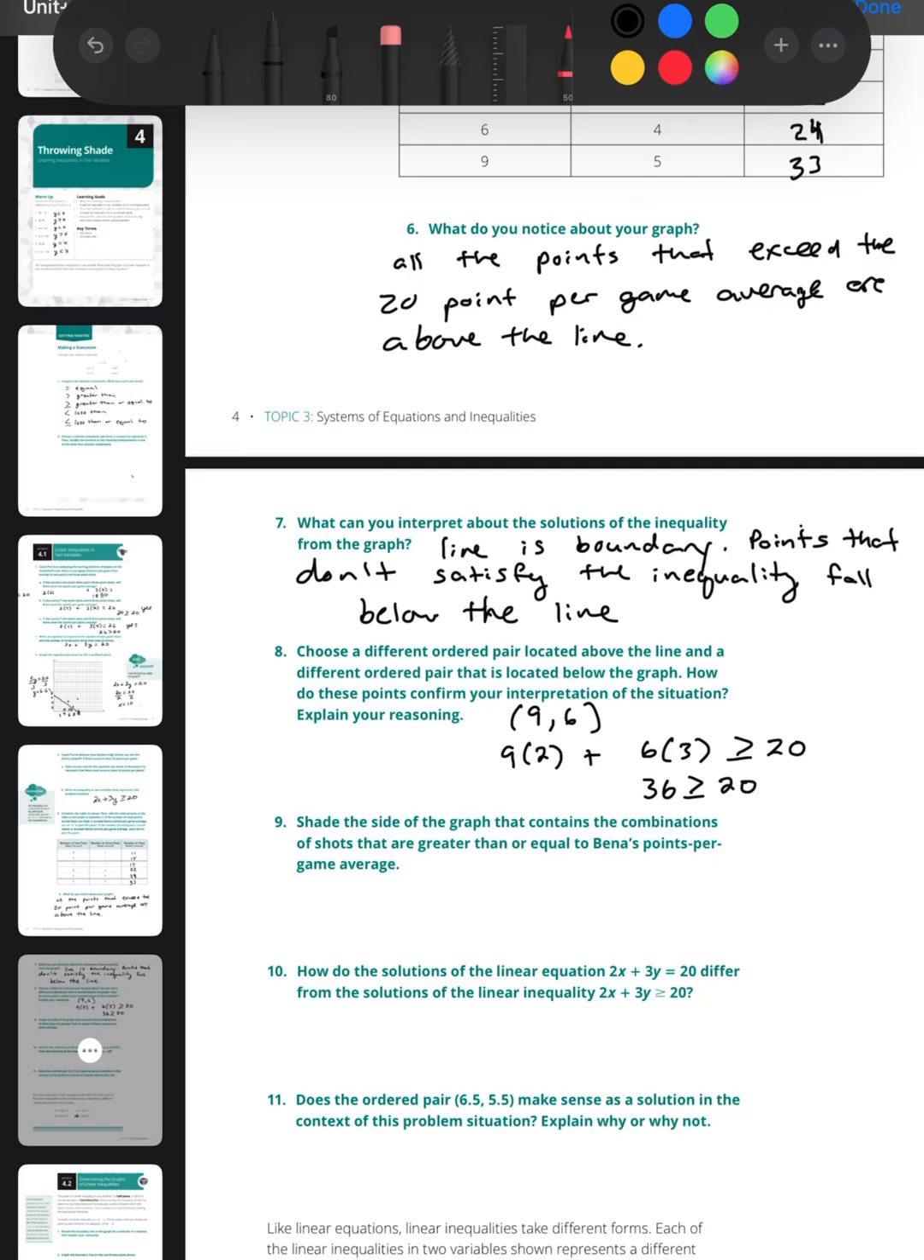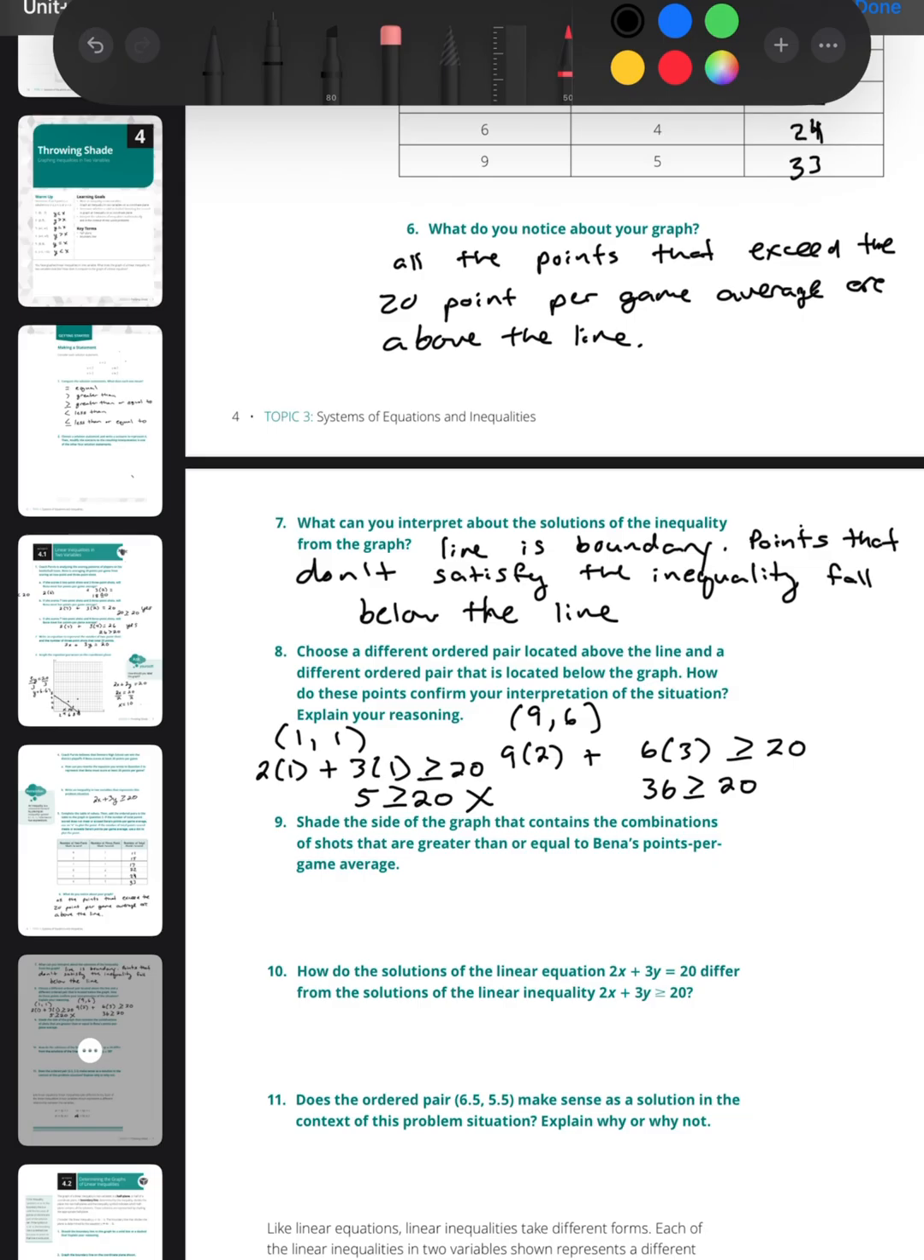Then, of course, you could find one that does not meet it. Let's say something simple like 1, 1. So 2 times 1 plus 3 times 1 would give us 5 is greater than or equal to 20, which is not true. So that point does not satisfy the solution set to that inequality.